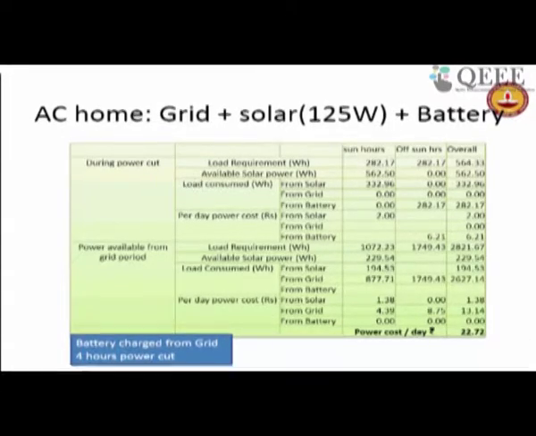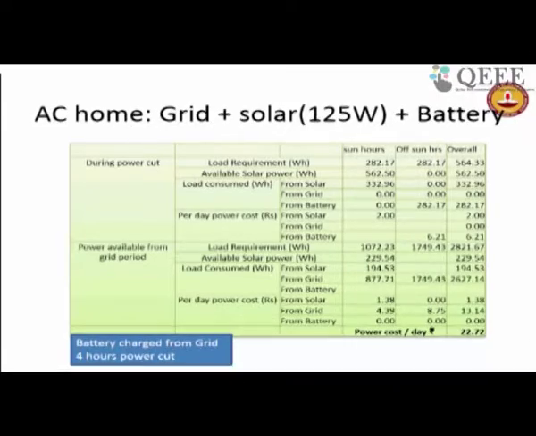Why? Because I don't need more, because my grid is there, only a 4-hour power cut. I am going back to my 4-hour power cut. If the power cut is larger, then I have to think about something else. Plus a battery. Battery charged from the grid. I have not put the battery size here. I should have put it, I forgot. Well, battery size is not that bad. Battery size is going to be small here.